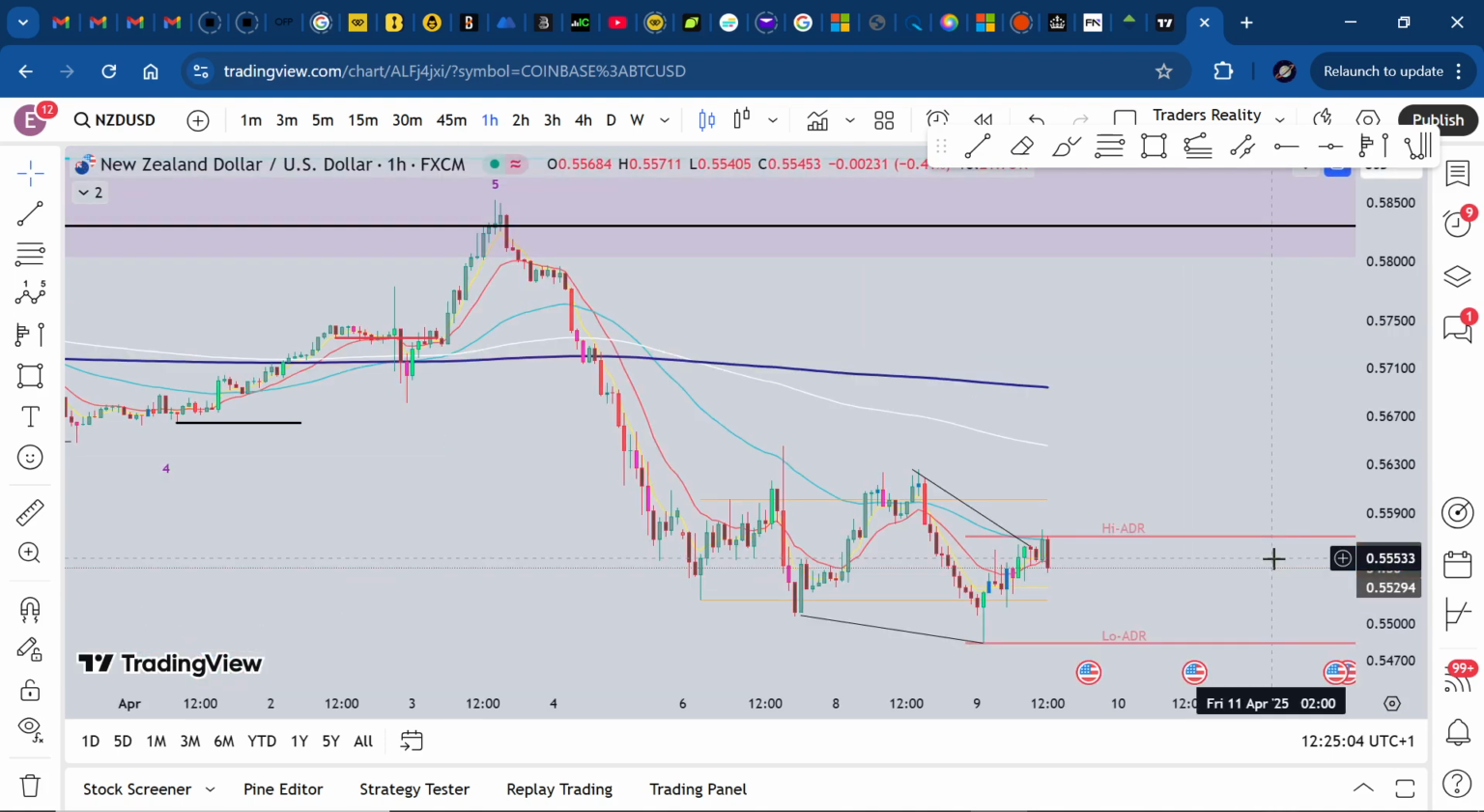Have a look at NZDUSD. Sorry, man, I've got heartburn. Trying to eat a lot of fruits and it just keeps giving me heartburn.